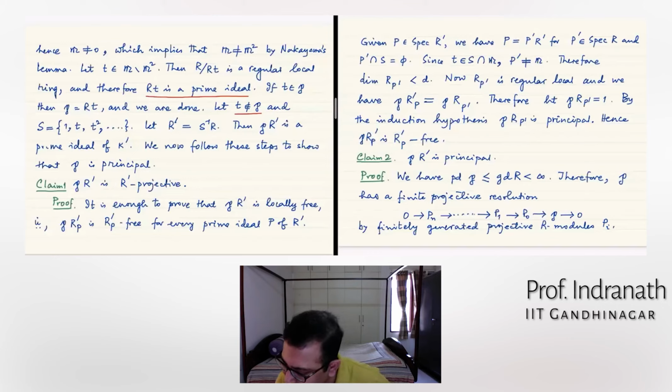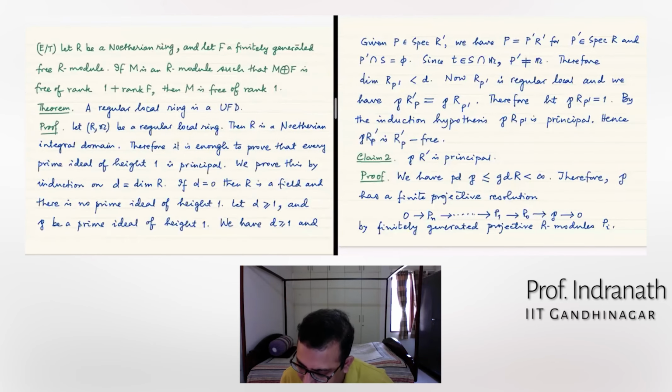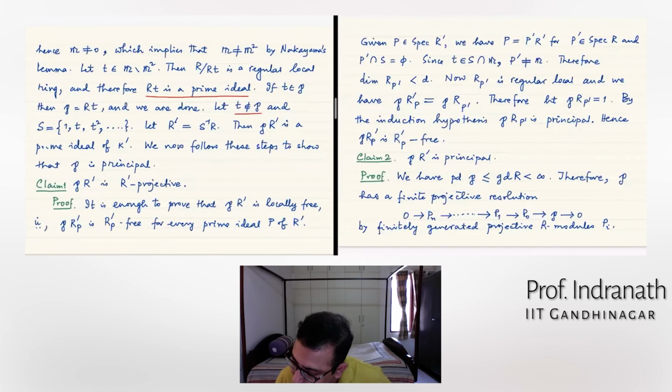Now, once you have the projective, you are going to prove that this is principal. Please remember, this was your P. P was the height 1 prime that we started with, and we are trying to prove that it is principal, and we are using induction on the dimension of the ring.